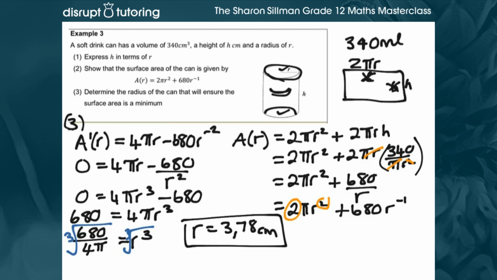The radius of that can will need to be 3.78 centimeters in order to ensure the surface area is a minimum. So this would be something that the people making the cans would want to do. They want it to hold 340 milliliters, but they want to use as little tin or stainless steel, whatever it is, as possible to make the can.